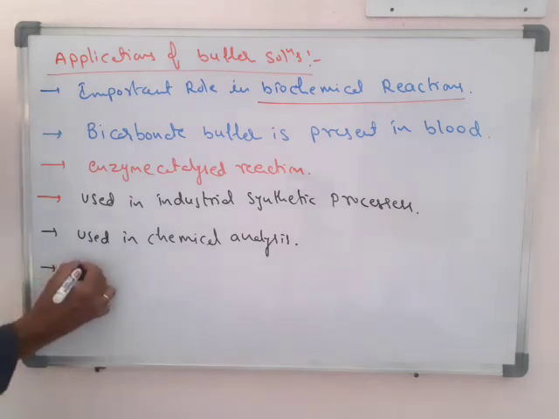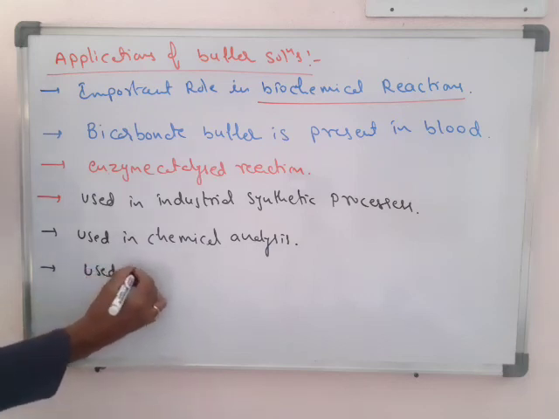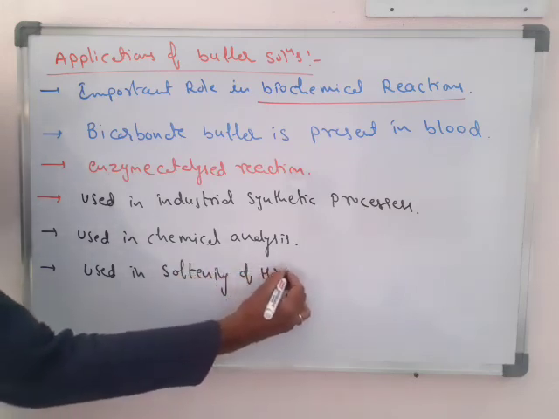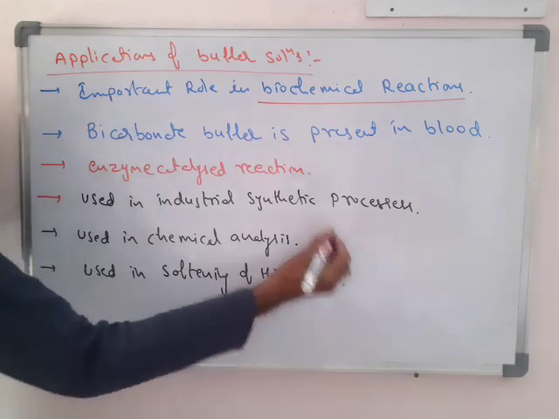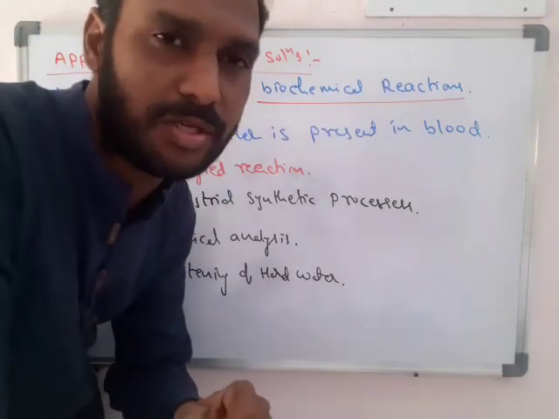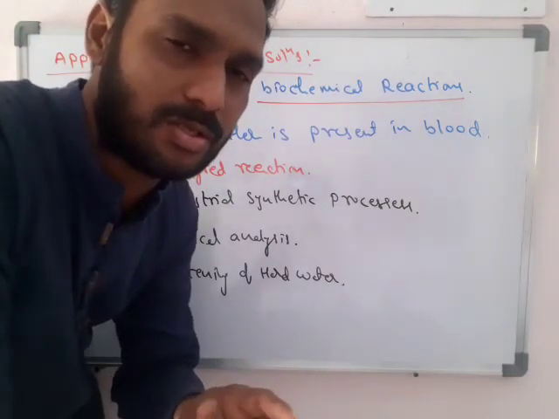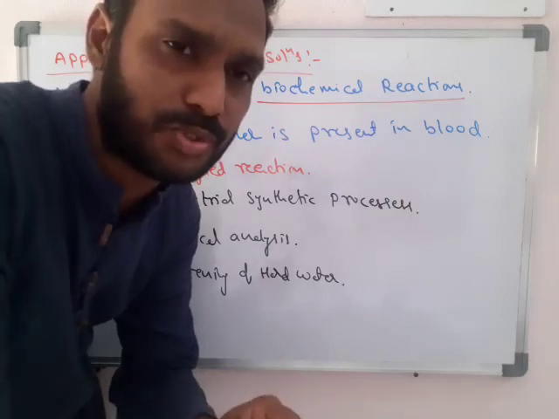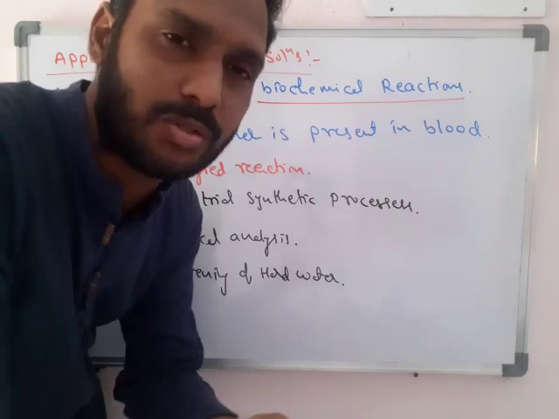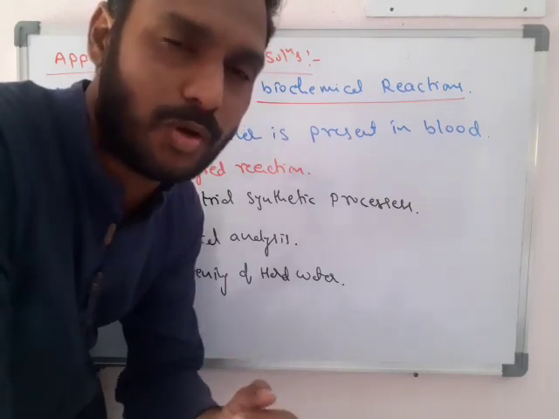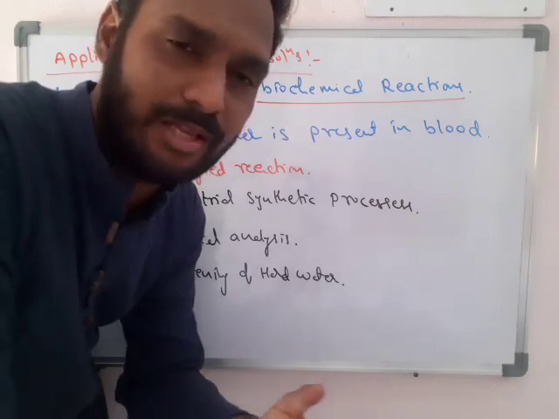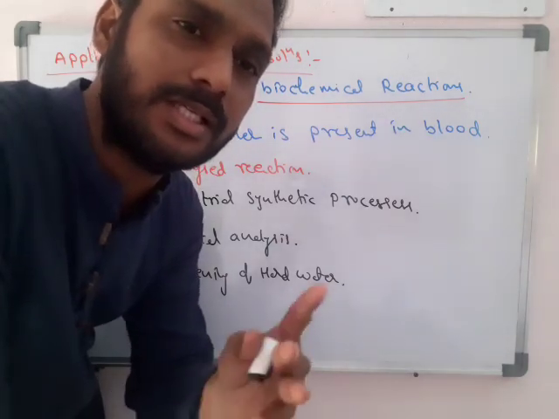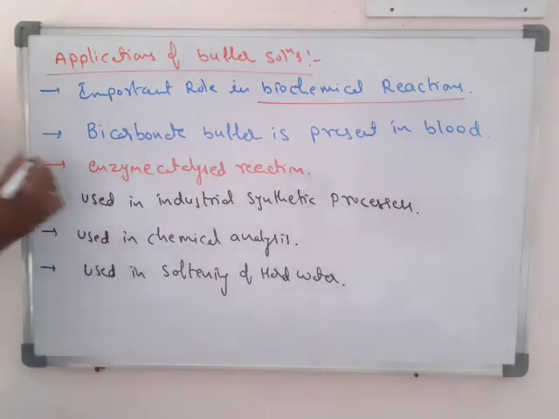One more important use: they are also used in softening of hard water. So what is meant by softening of hard water? We know that water is mainly of two types based on the salts dissolved in it, hard water and soft water. Hard water does not give good lather with soap solution. It is not useful for washing clothes, not for drinking, not for bathing. I have to convert it into soft water. In converting to soft water we use some chemicals, and those chemicals are also generally buffer solutions.